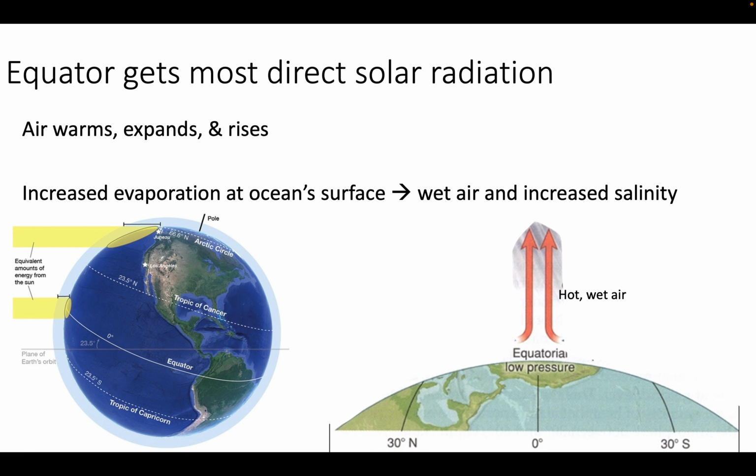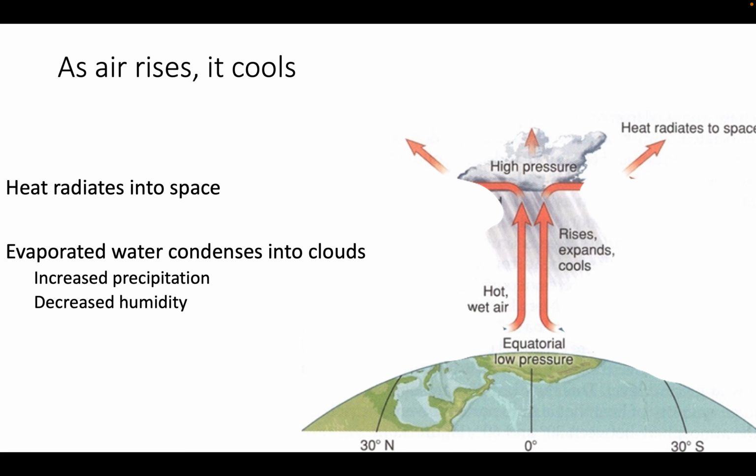So as this air rises up through the troposphere, we just learned that the troposphere gets colder as you go up. So as this air rises, it's actually going to start cooling off and losing all that heat, radiating the heat out into space. As wet air cools, it condenses into a cloud, and eventually all of that water moisture will precipitate down to Earth right over the equator.